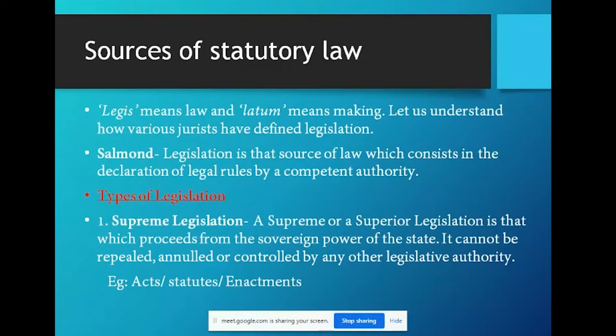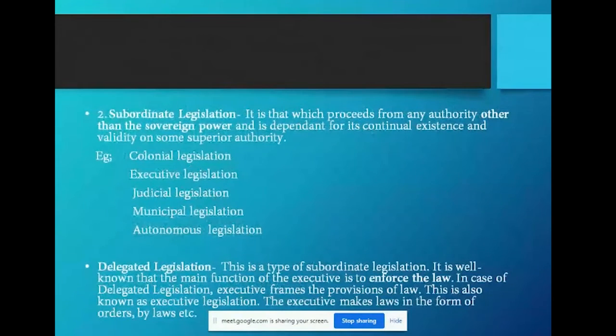Then the subordinate legislation, it is the one which proceeds from any authority other than sovereign power. Its continual existence and validity will be dependent on some superior authority. Example, we can say the colonial legislation, then the executive legislation, judicial legislation, etc. There is also one more legislation, that is the delegated legislation, which is also a part of the subordinate legislation or a type of subordinate legislation.